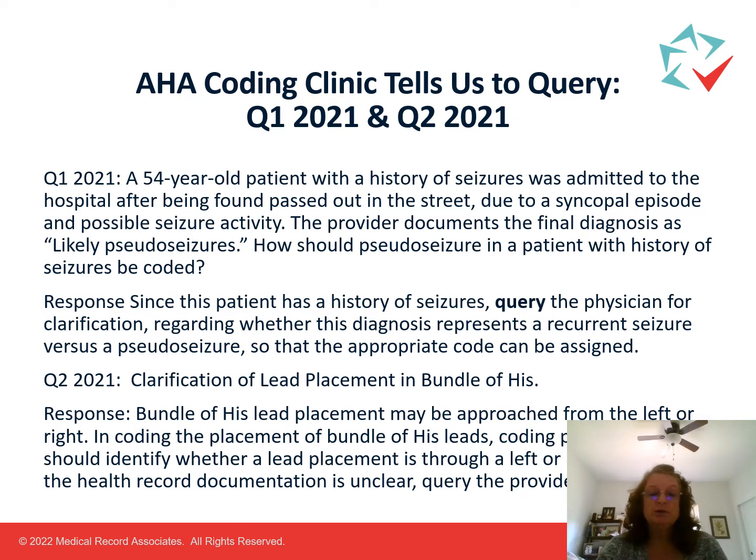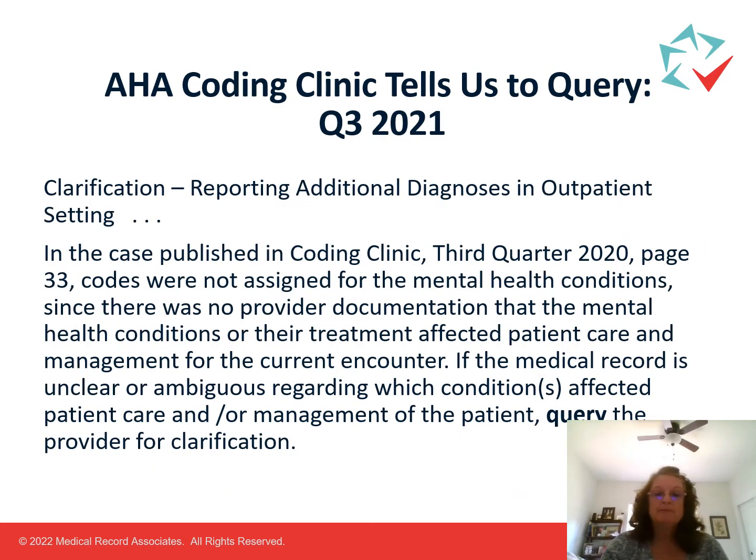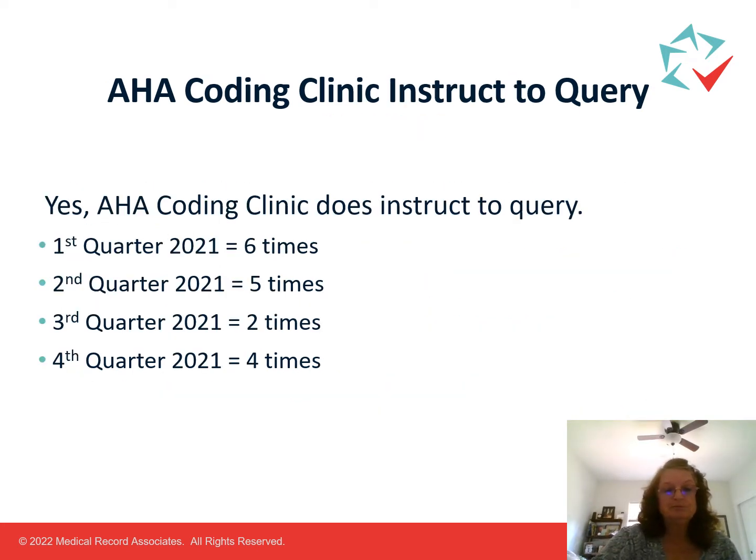In Q2 of 2021, there was clarification of lead placement in the bundle of HIS, and the query the provider is answered here as well. In Q3, here's an example of querying the provider regarding mental health conditions, since there is no provider documentation that the mental health conditions or the treatment affected patient care and management. If the medical record is unclear or ambiguous regarding which conditions affected the care and management of the patient, you should be querying the provider.